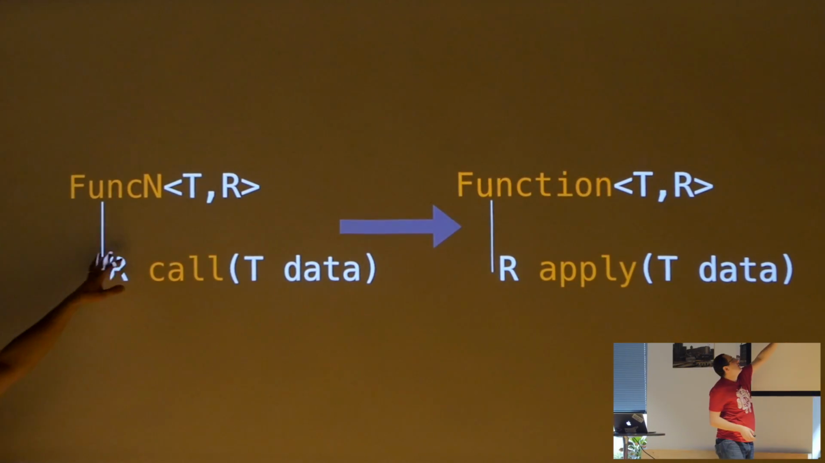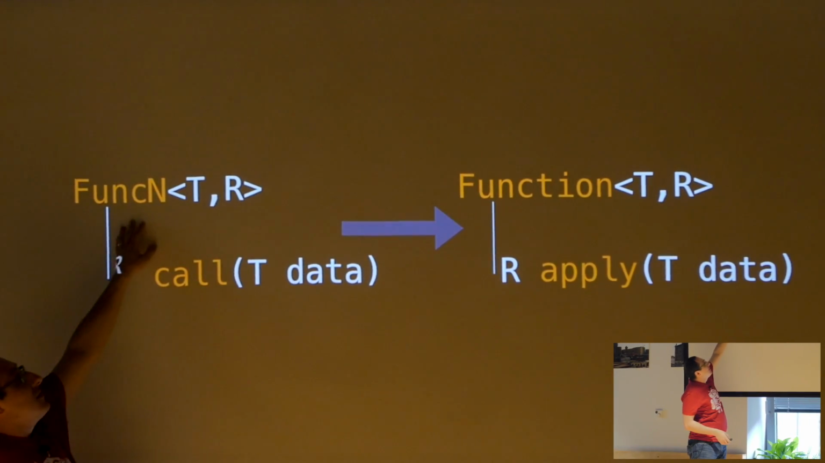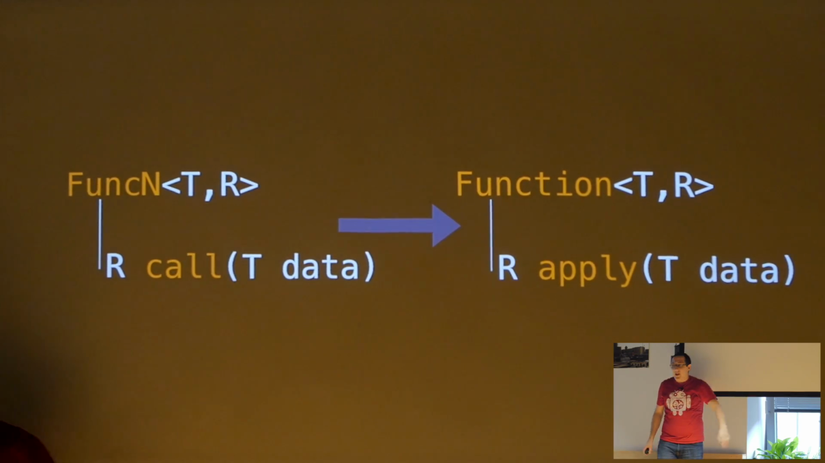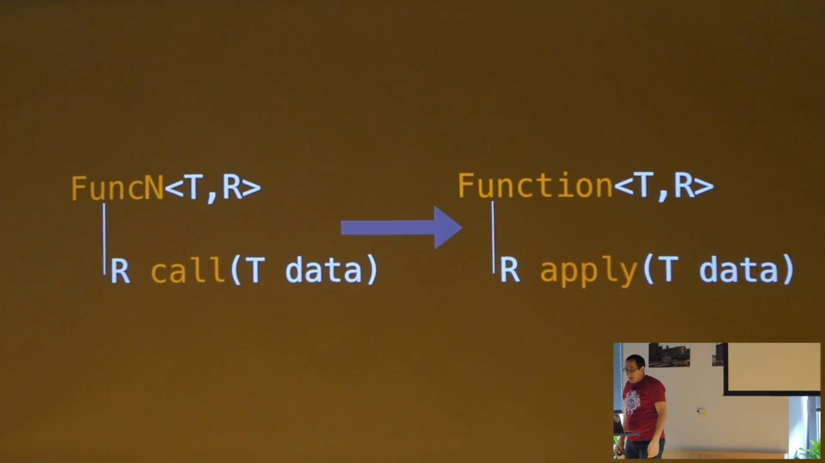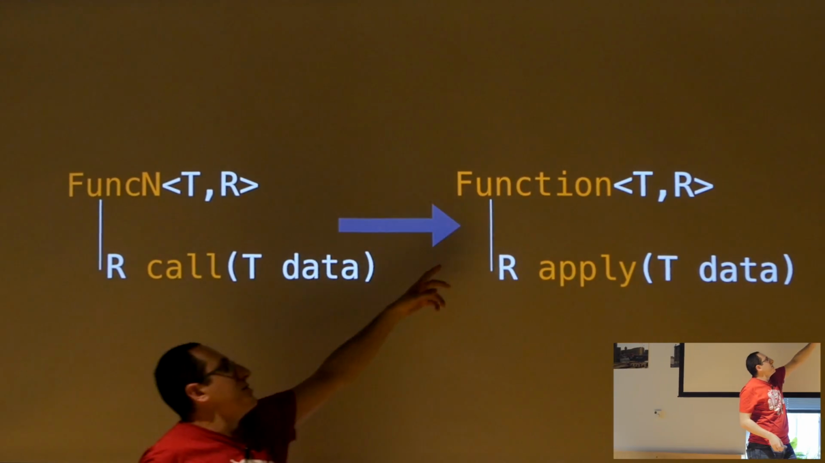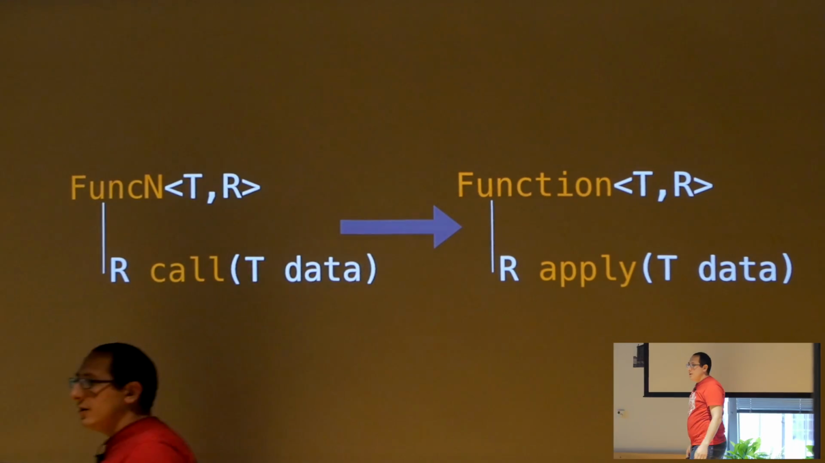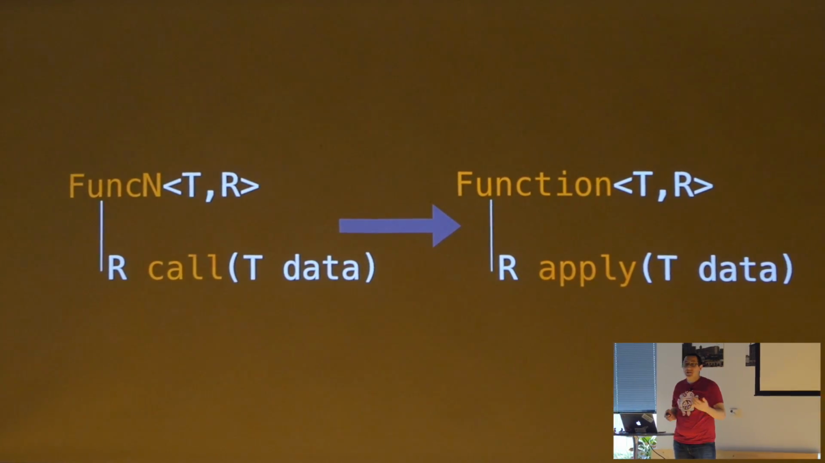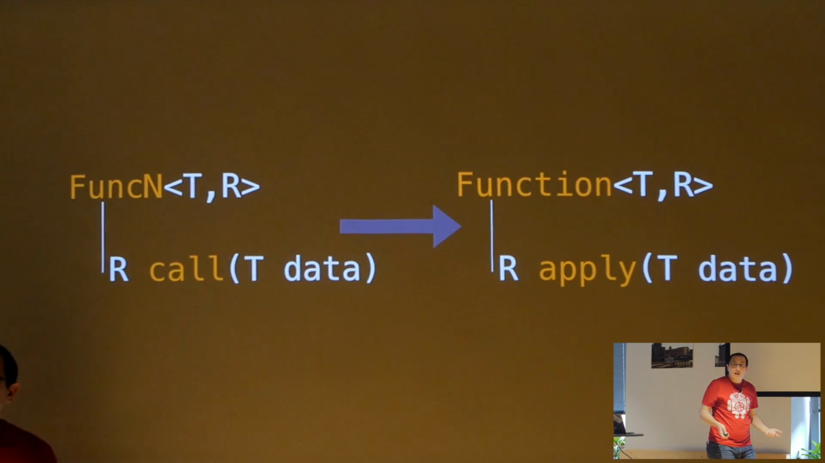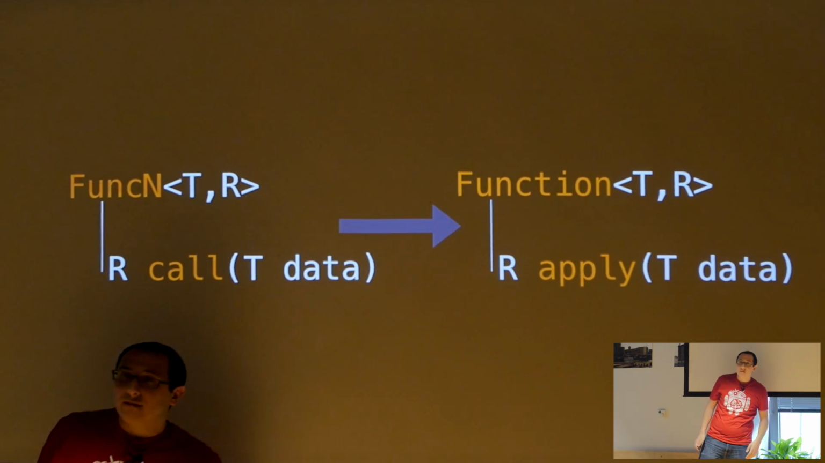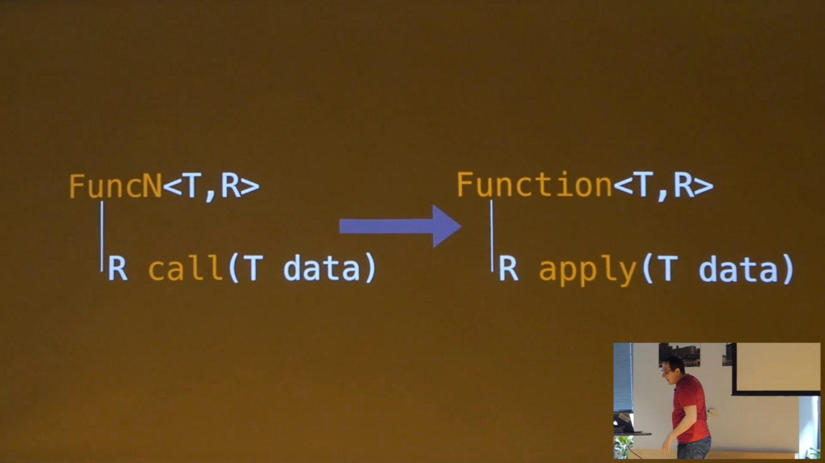So here we have the changes, right? From func to function, and from call to apply. But actually, it's not just that, because here I mentioned just function. So someone would expect that, for instance, func2 can be converted into function2, right? Well, nope.